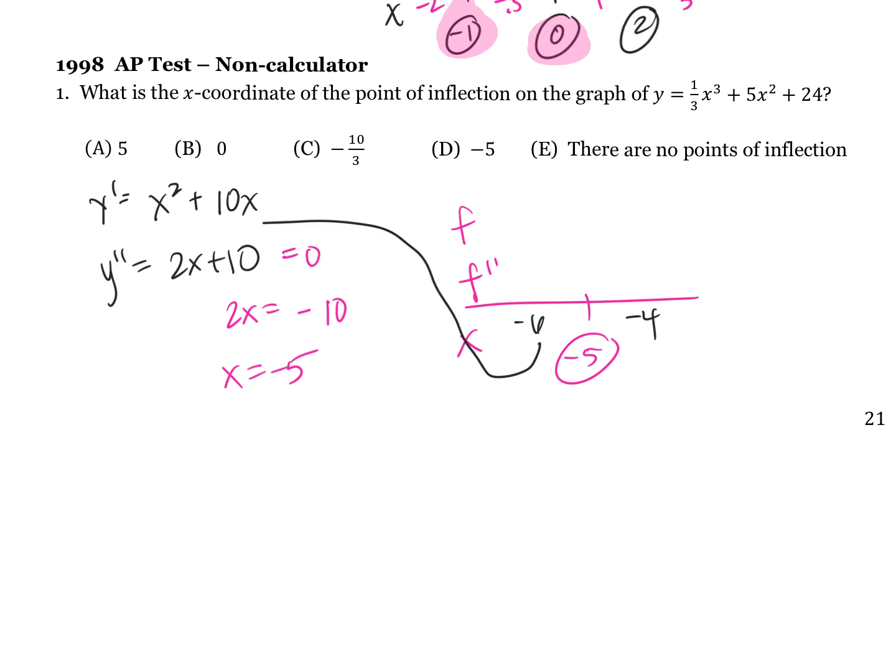If I plug in a negative 6 to that x, would I get a positive or a negative second derivative? Negative 12 plus 10 will get me a negative. That means my function is concave down. If I plug in a negative 4, I'd get negative 8 plus 10 is positive. My function's concave up. Do I have a point of inflection at negative 5? The answer is yes, because my second derivative changed signs.